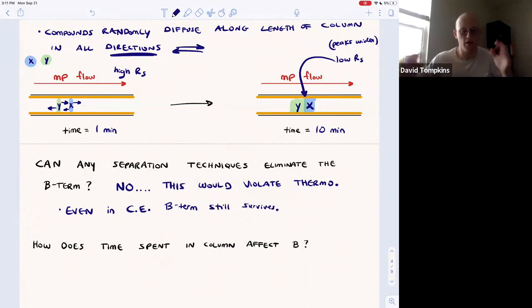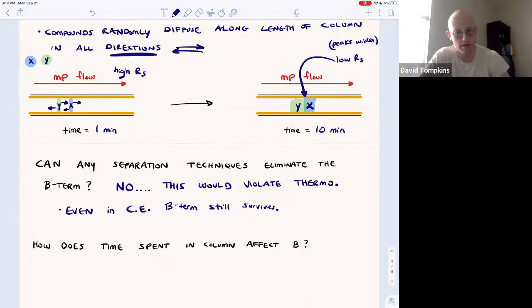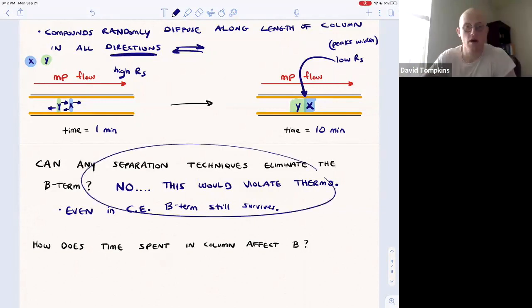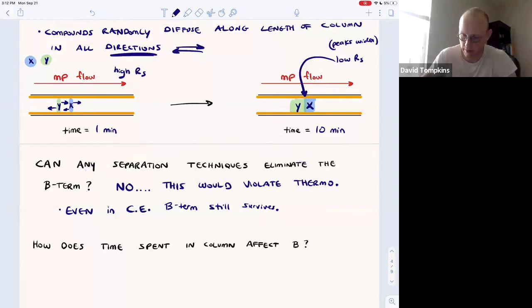Sometimes we can alter the stationary phase, and that will help to eliminate the A term, or we can even get rid of the entire stationary phase. But this term here is due to the solutes themselves. And you cannot tell those molecules not to diffuse randomly. That would violate thermodynamics.